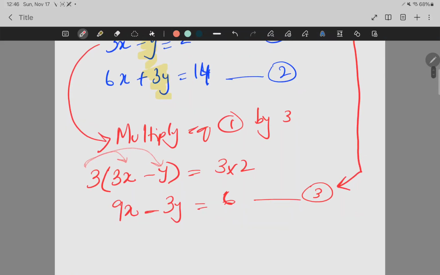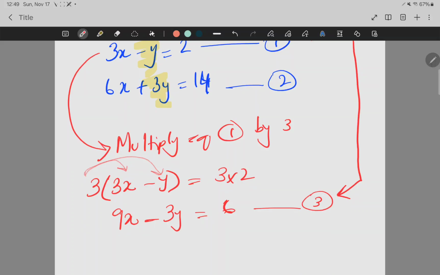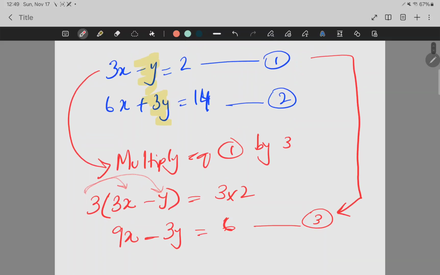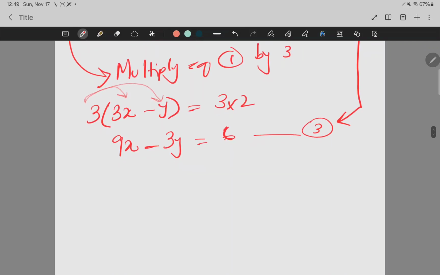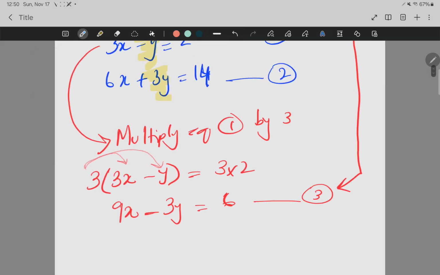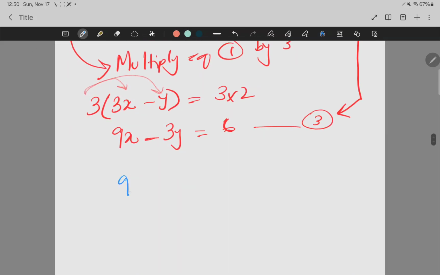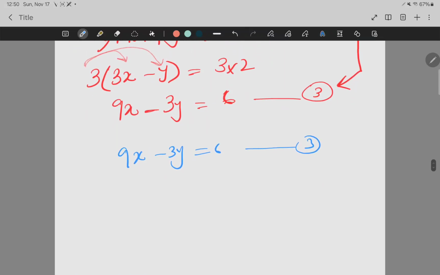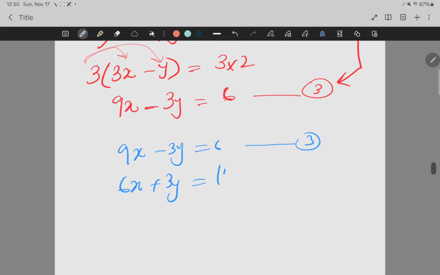So we're talking about process of elimination over here. And now what we've done is we've changed equation 1 to equation 3. So I'm going to write them both here. And I'm going to send you the PDF of this as well. So I'm going to write 9x minus 3y equals 6, which is equation 3, all right? And then, because 1 became 3, now 2, I'm going to bring it down here. 6x plus 3y equals 14. That was equation number 2. Just numbering it for your sake so you're able to keep track of it.